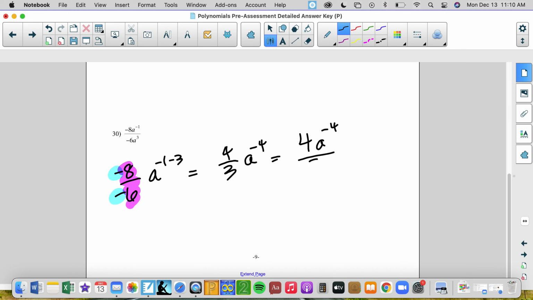Where'd those negatives go? These negatives, negative divided by a negative is a positive, so that answer became positive. And now I have to get rid of that negative exponent. So I'm going to take that base and I'm going to move it into the denominator. So we get 4 over 3a to the 4th.